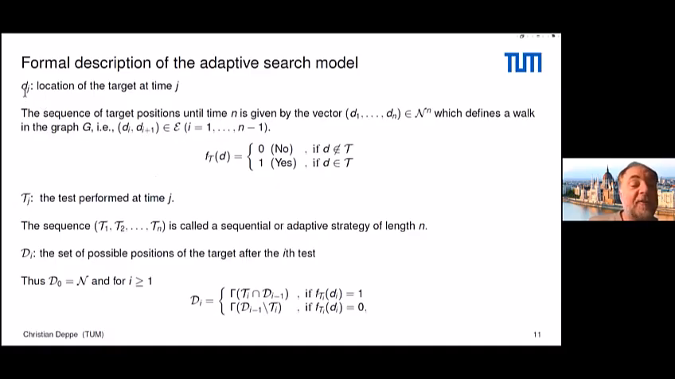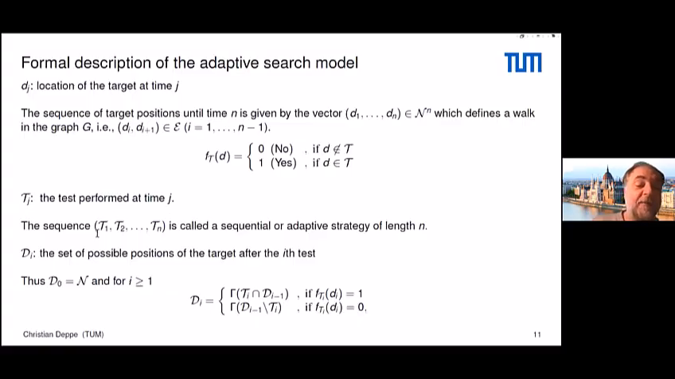We now denote with small d_j the location of the target at time j. So you get such a vector of vertices, and this defines a walk in the graph. And of course, we have the test set, which we denote by T. Our function f_T(d) always gives a 0 if the object is not in the set, and it gives a 1 if it is in the set. And T_j is the test performed at time j.